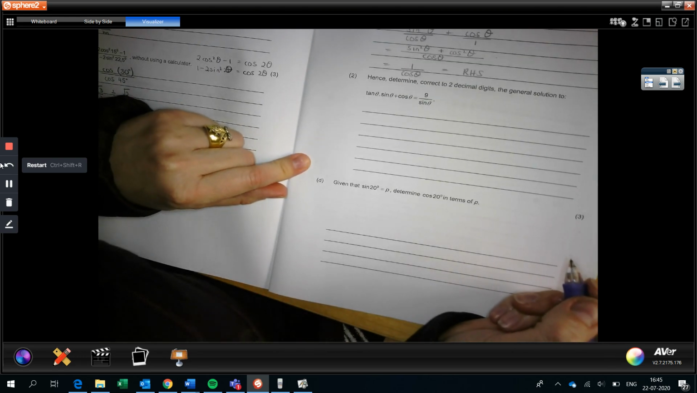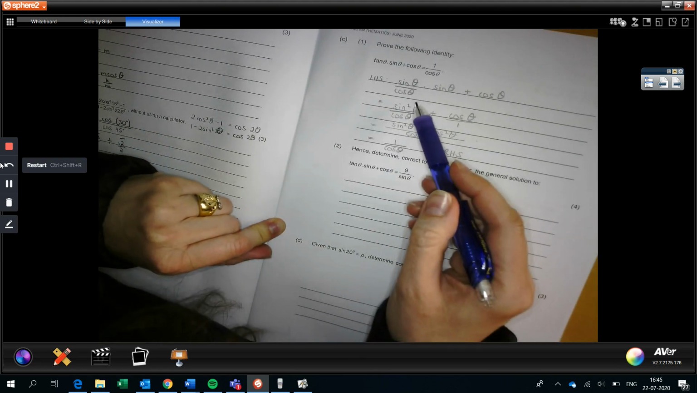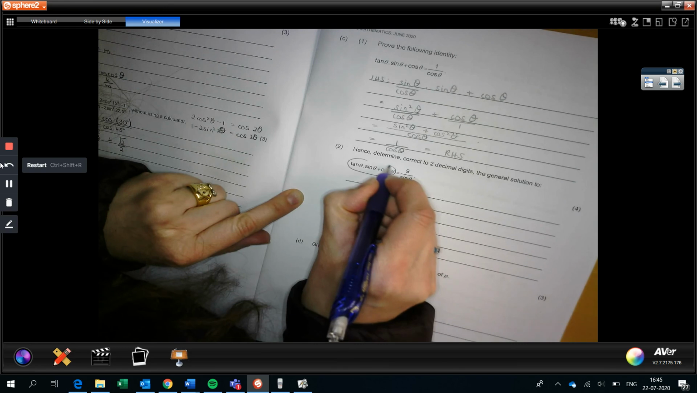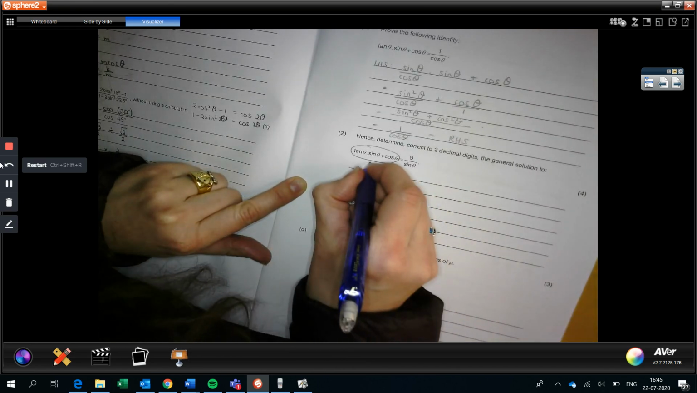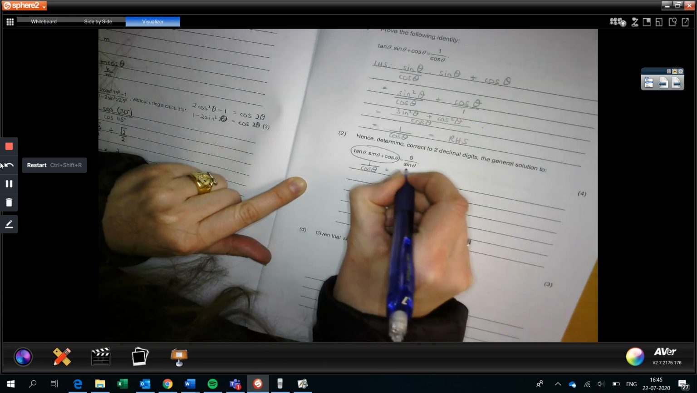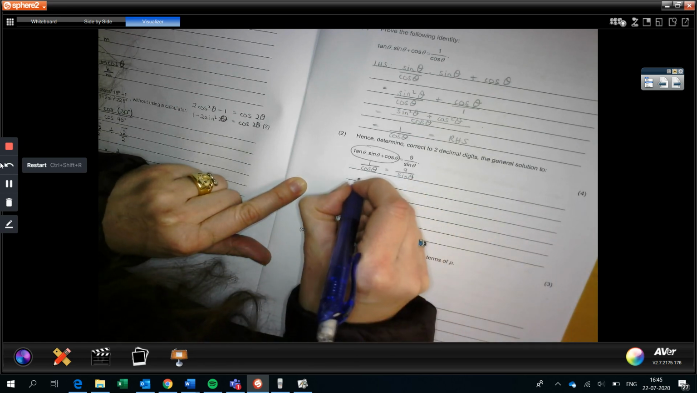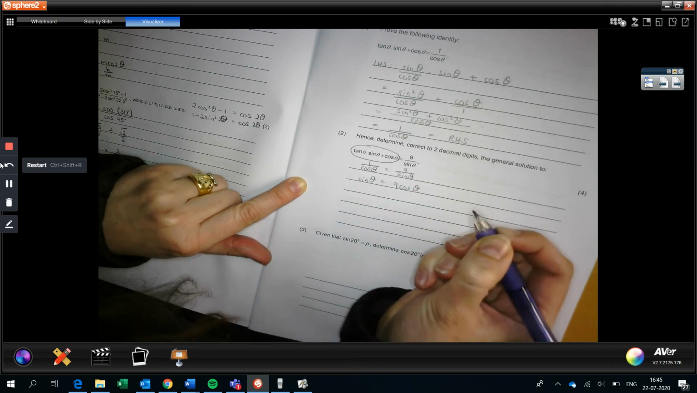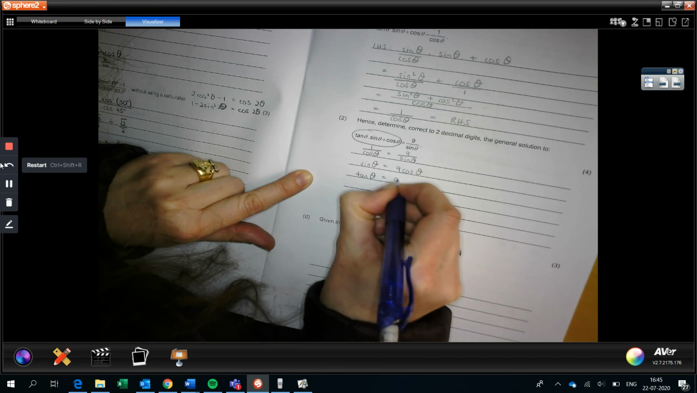Hence, determine correct to 2 decimal digits, the general solution. So if it says hence, it means you've got to use what you've worked out above in this question. So that tan theta sine theta plus cos theta is 1 over cos theta. So 1 over cos theta is equal to 9 over sine theta. If I cross multiply, I get sine theta is 9 cos theta. And if I divide by cos theta, I'm going to get tan theta is 9.